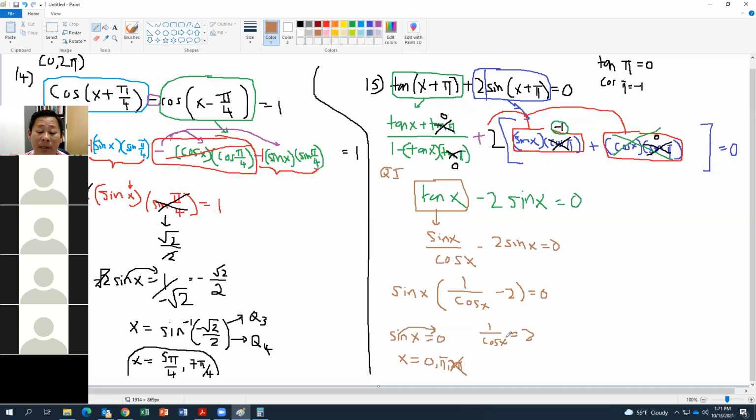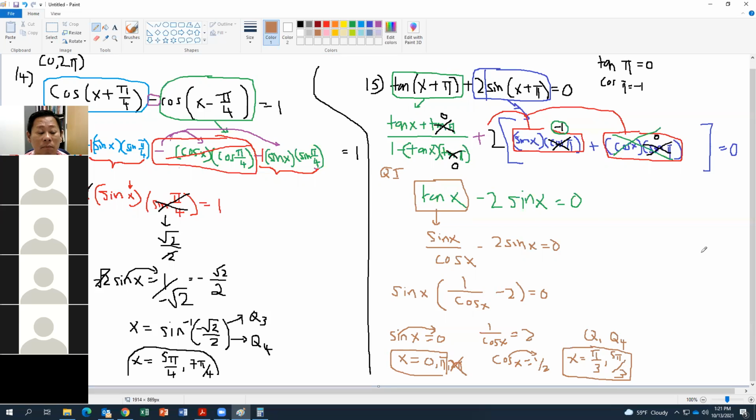Yes, so we flip this. That means your cosine x is 1/2. And then that becomes pi over 3. So 60 degrees, pi over 3, quadrant 1, and quadrant what? Quadrant 4, which is 5 pi over 3. Yep. So your answer in this case will be 0, pi, pi over 3 and 5 pi over 3.